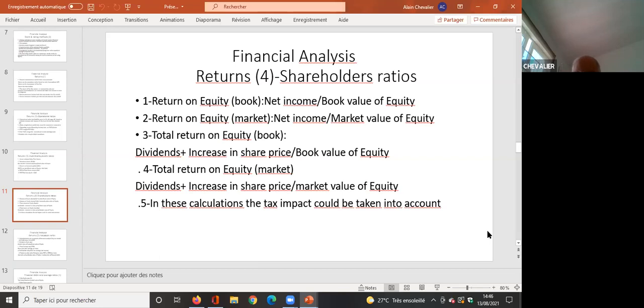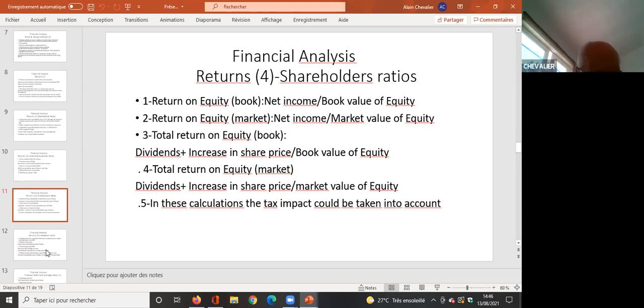For the individual shareholder, it is clear that he will use only market value. He doesn't know what the book value is. It's not his problem. So he will use number 4. Okay, that's what we have.